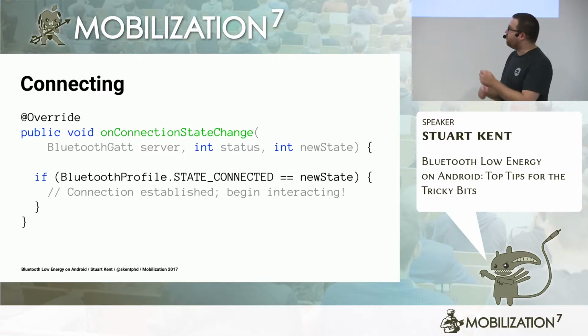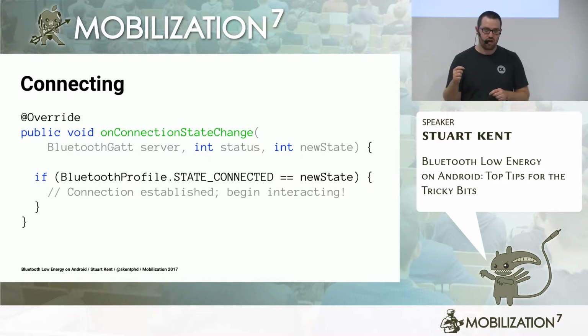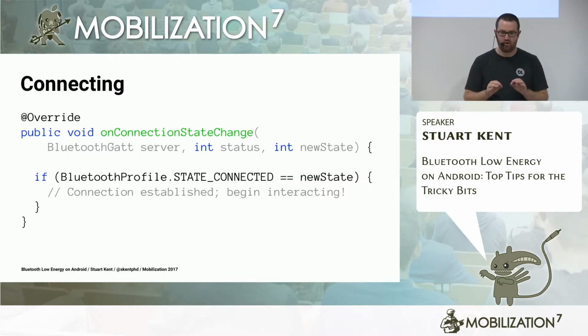So once we've called that connect call, what we're going to be looking for is a callback to onConnectionStateChange, with the connected state being STATE_CONNECTED. And at that point, we know we're good to go and actually interact with this device.